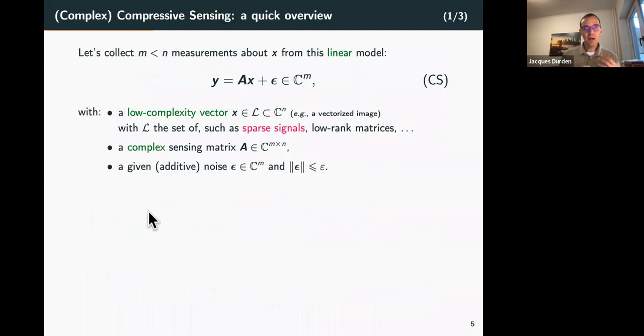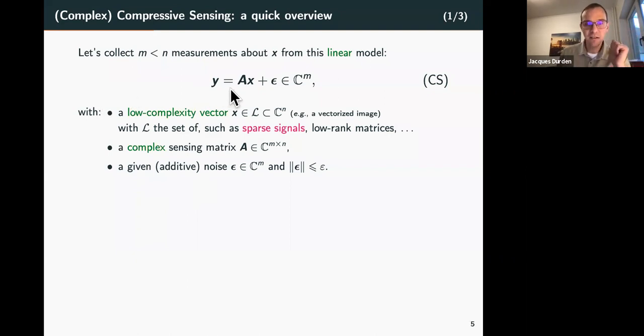Okay, so I need now to reintroduce a few concepts of complex compressive sensing. I know that a certain number of you are very familiar with that, but I prefer to stabilize our knowledge around this topic because I will rely on that for the phase-only compressive sensing. And so the first thing I'm going to do is to consider this linear model here.